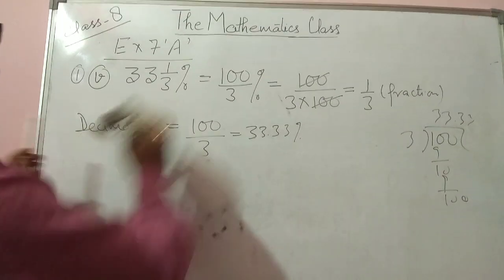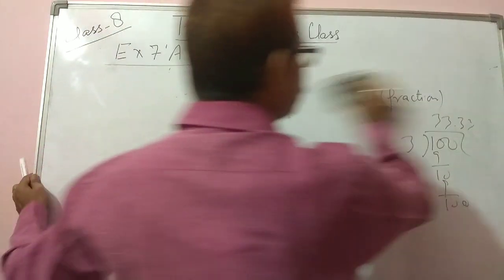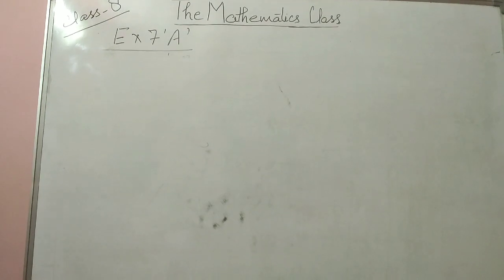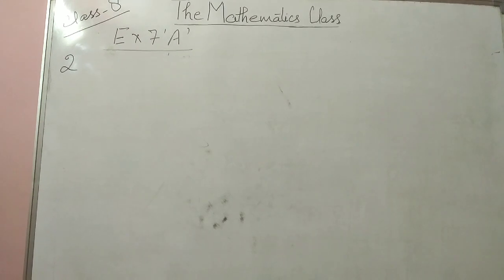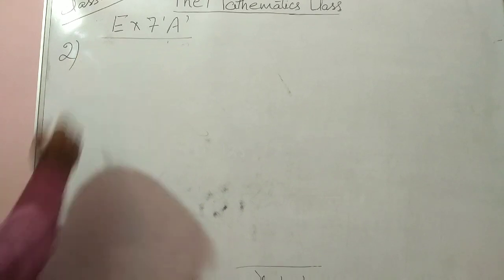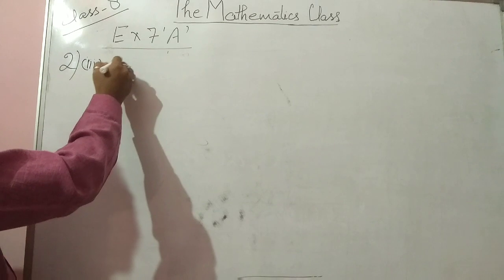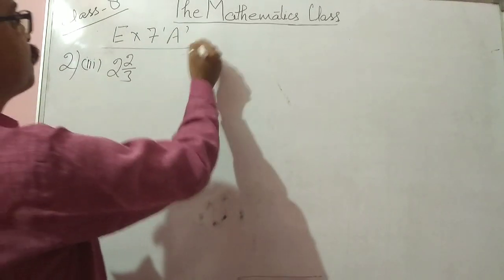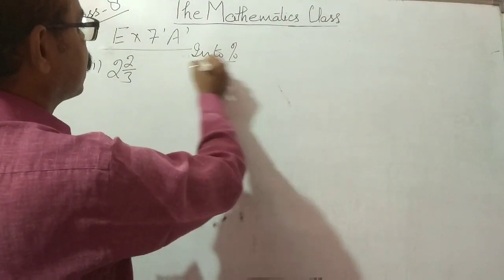Now the next question, we will move on to question number 2. Question number 2 has 5 parts. In this, convert each of the following into percentage. So at first I am doing the third part. Third part is 2 whole 2 upon 3. You have to convert it into percent form.